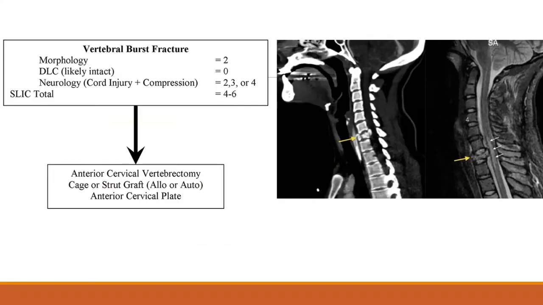Here we can see such an example of a burst fracture without DLC disruption. However, given this retropulsed fragment of the vertebral body, it is very likely that this patient does have a type of cord injury and does have the compression modifier, leading to an SLIC score of between 4 and 6, suggesting it is operative. As such, per the workflow, we would then see that the suggested procedure and approach would be an anterior cervical vertebrectomy cage or strut graft with an anterior cervical plate.